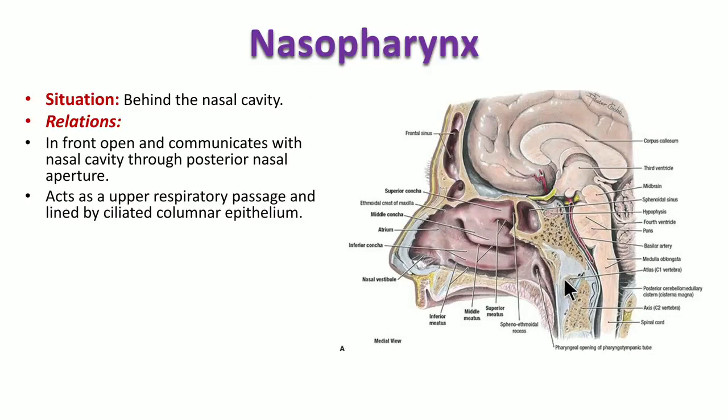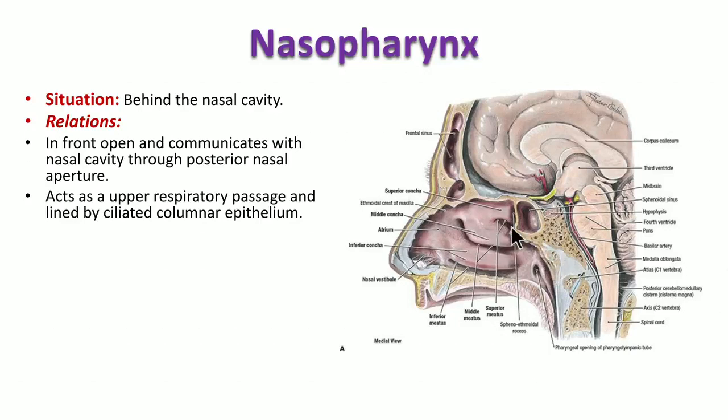it is supported mainly by the first cervical vertebra, the arch of the atlas, and the posterior sloping surface of the basi-occiput. So that will be the posterior relation.